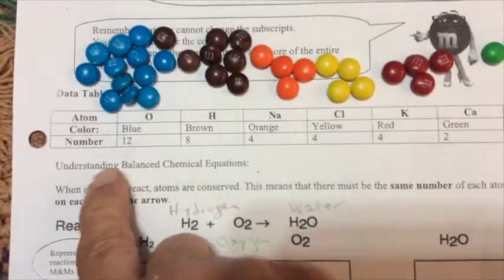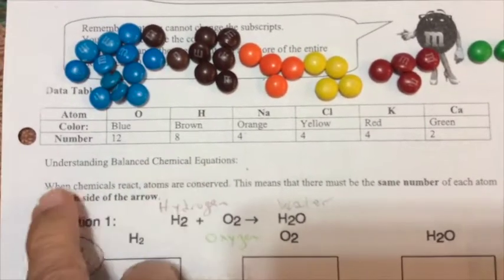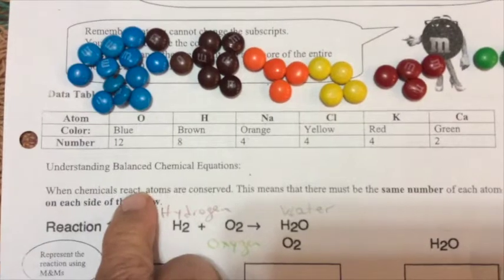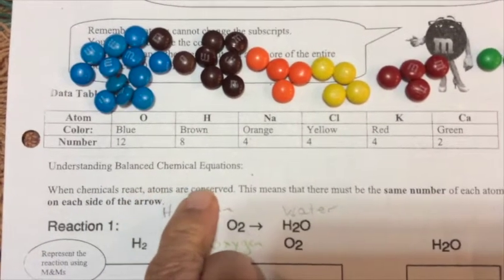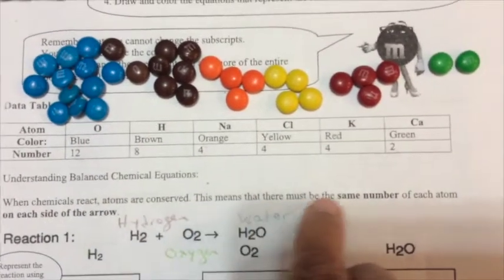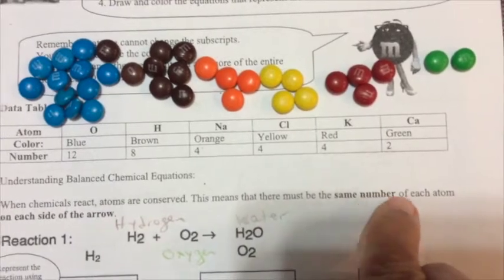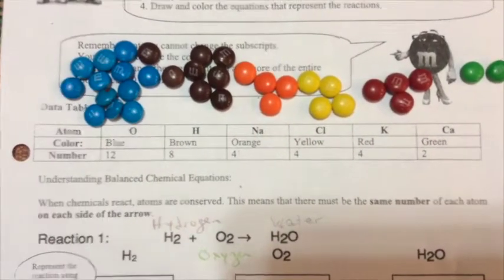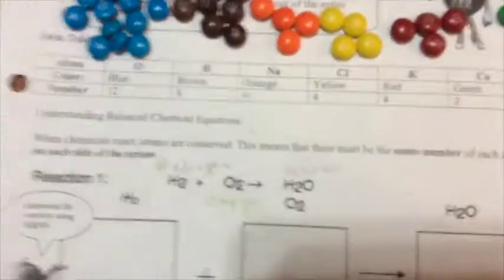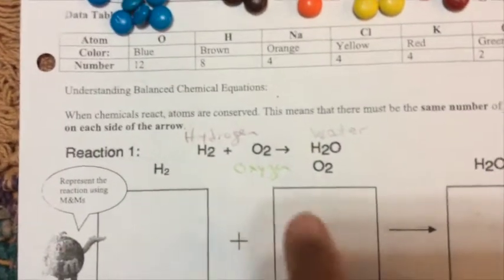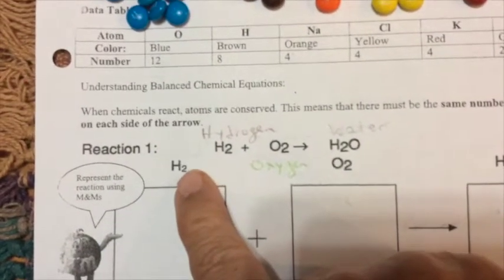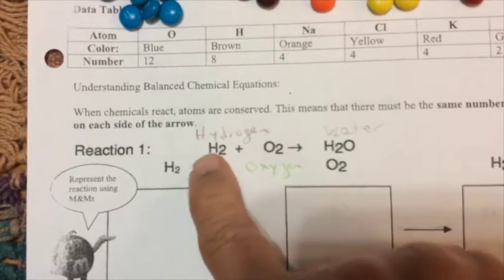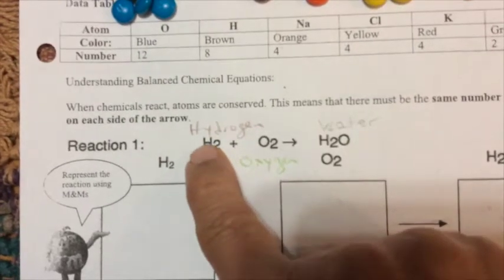Okay, so understanding balanced chemical equations. When chemicals react, atoms are conserved. This means there must be the same number of each atom on each side of the arrow. So here's reaction number 1. And we've already talked about this before. Hydrogen, and remember we said they hang out in 2s.